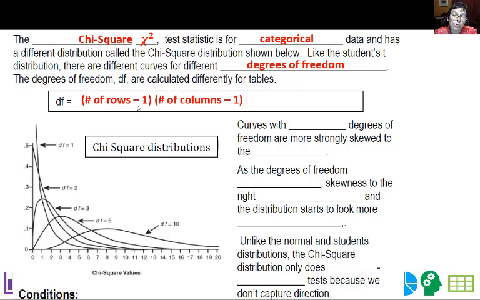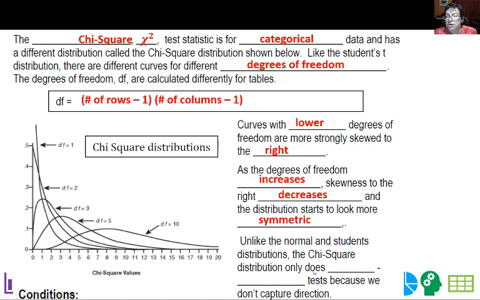You take the number of rows minus 1, and the number of columns minus 1, and you multiply that out to get the degrees of freedom. Remember, just like before, curves with lower degrees of freedom are more strongly skewed to the right. As the degrees of freedom increase, the skewness to the right decreases, all right? So see how it looks more symmetric on this one than, say, this one right here with degrees of freedom of 3. And it starts to look more symmetric like I just mentioned.